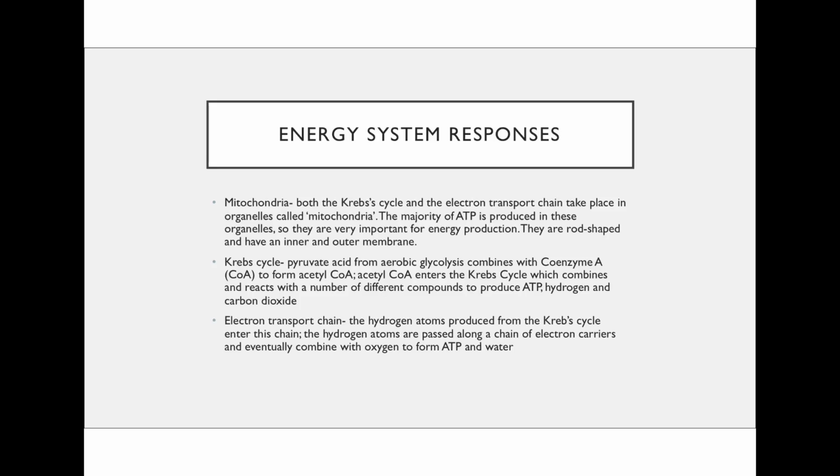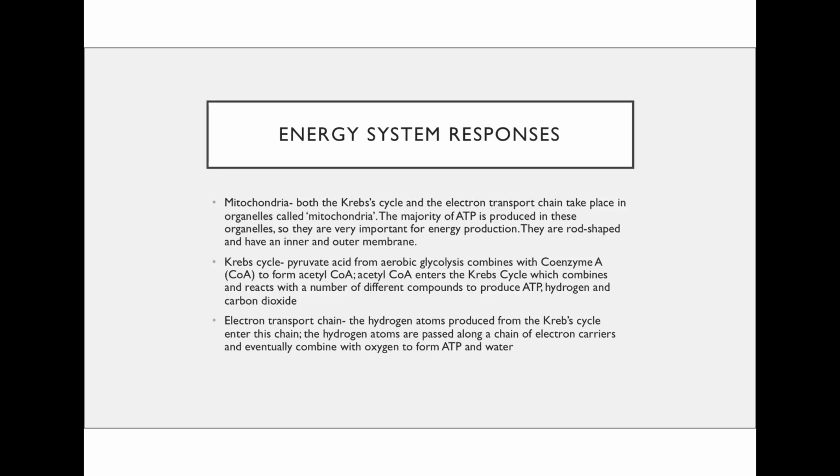Krebs cycle. Pyruvic acid from aerobic glycolysis combines with coenzyme A to form acetyl-CoA. Acetyl-CoA enters the Krebs cycle, which combines and reacts with a number of different compounds to produce ATP, hydrogen and carbon dioxide.